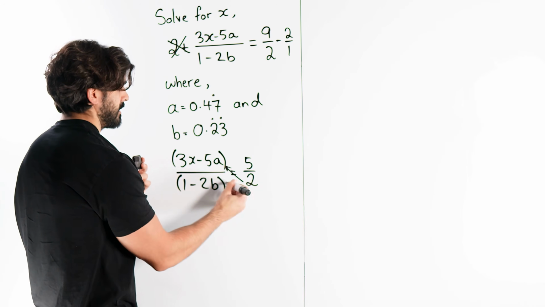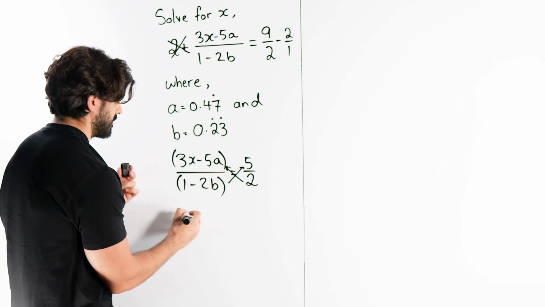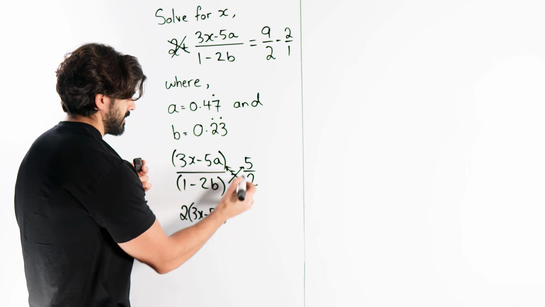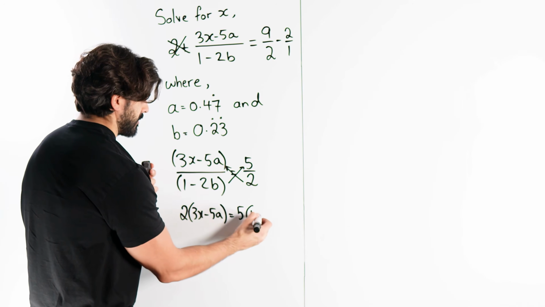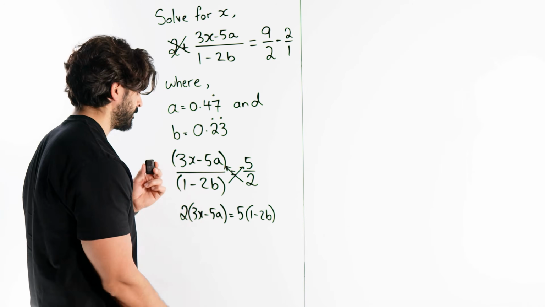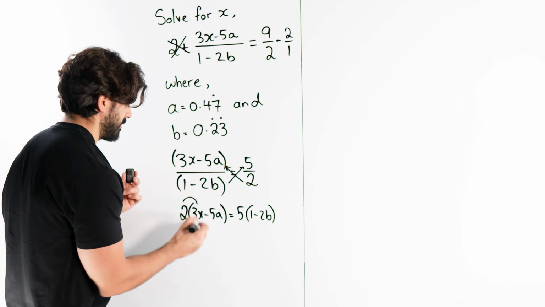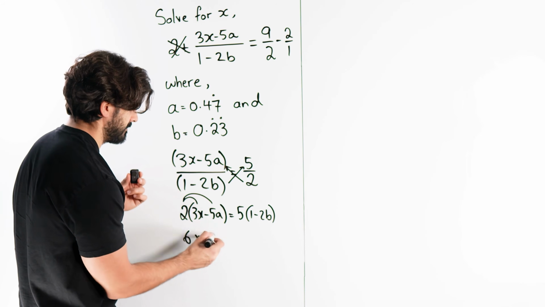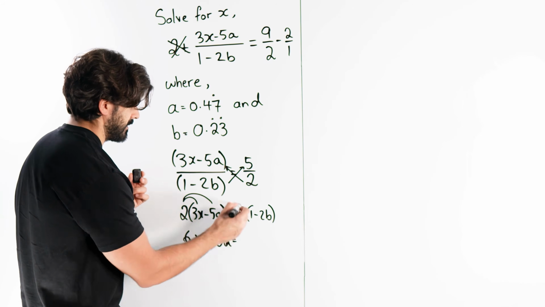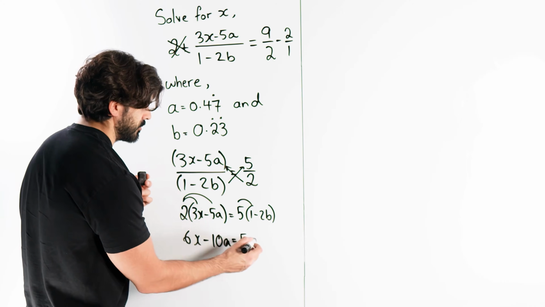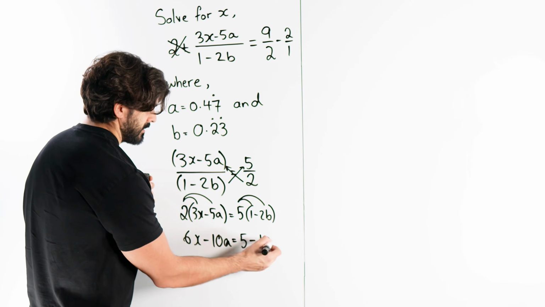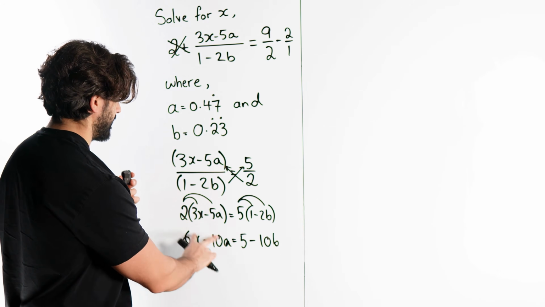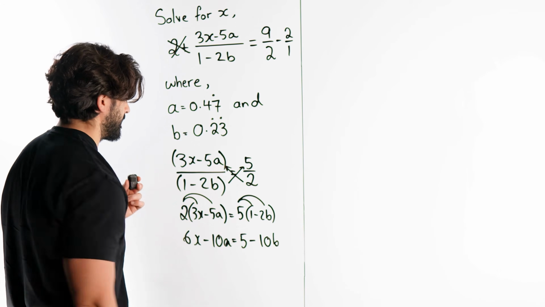So, cross multiplying here, we're going to get 2 lots of (3x minus 5a) is 5 lots of (1 minus 2b). Okay. Then we need to expand everything. So here we get 6x minus 2 times 5, 10a, is 5 minus 10b. Okay, so 6x minus 10a is 5 minus 10b.